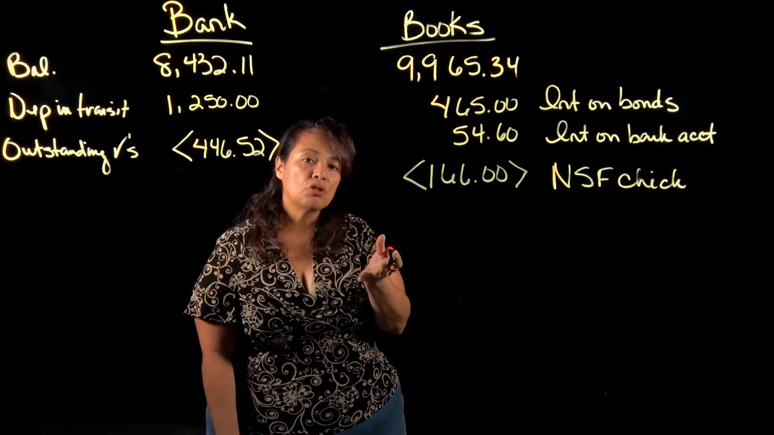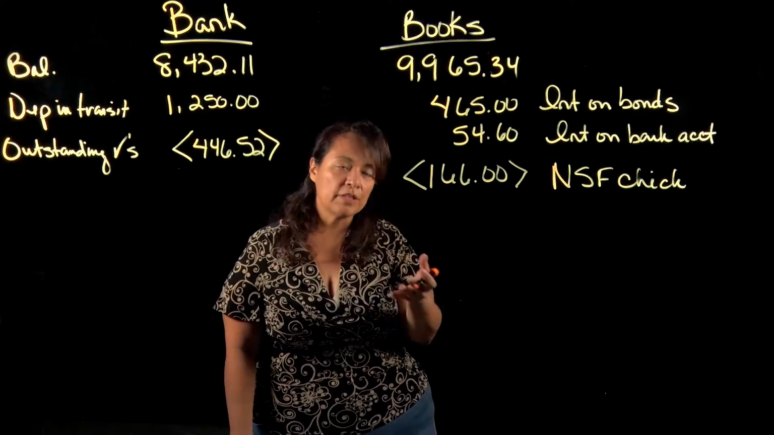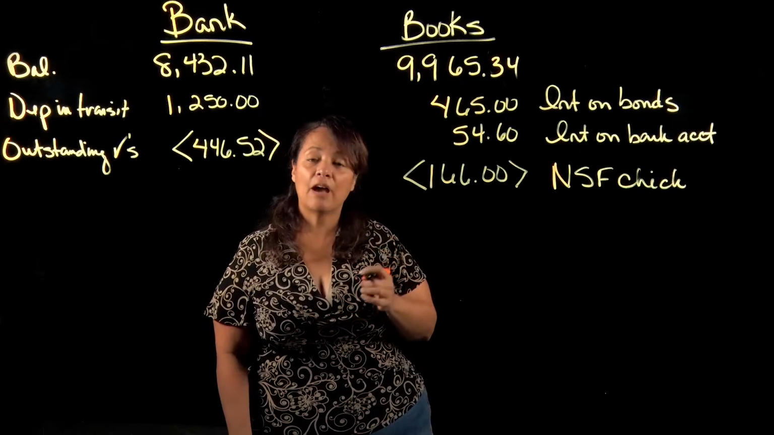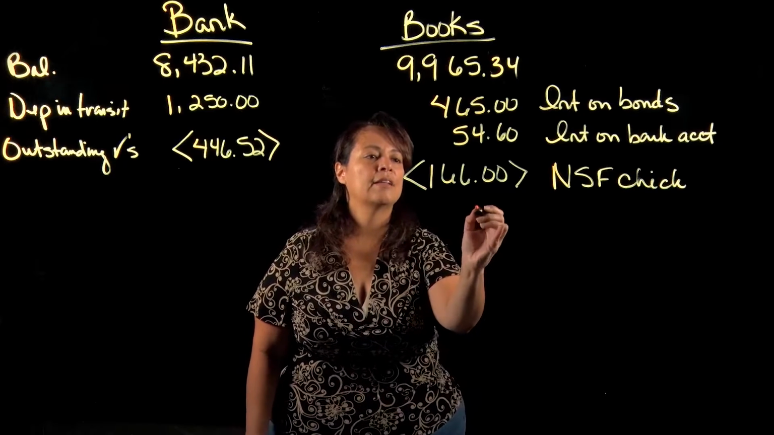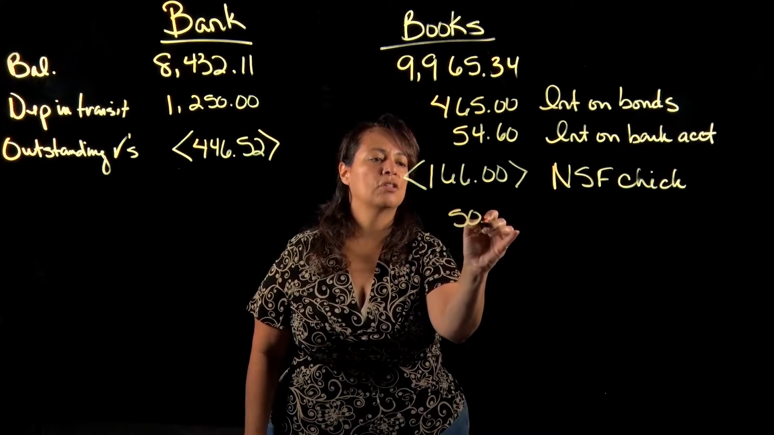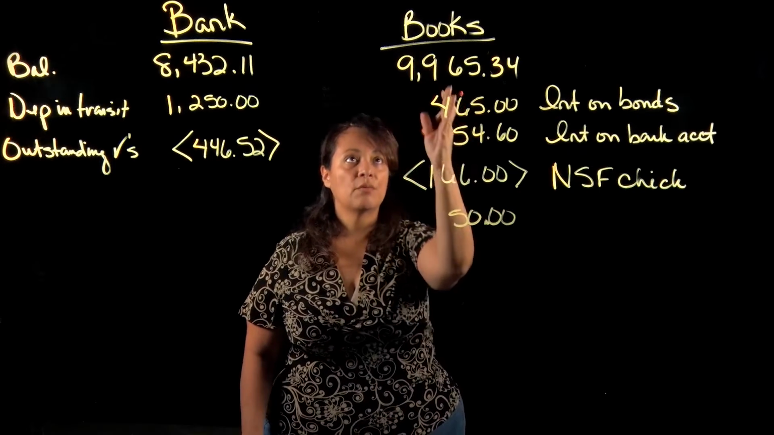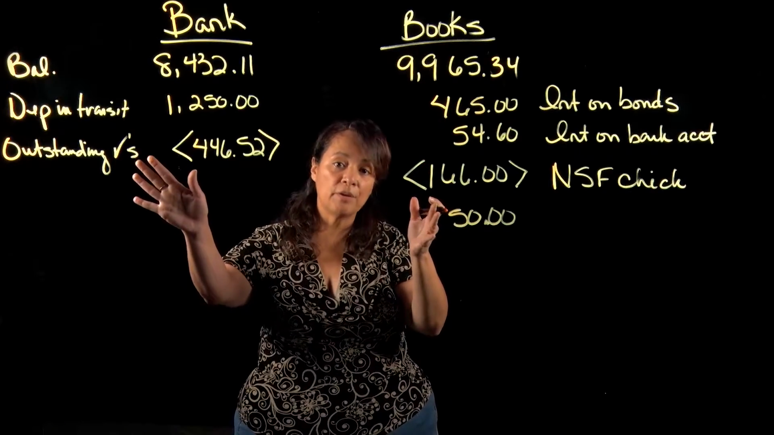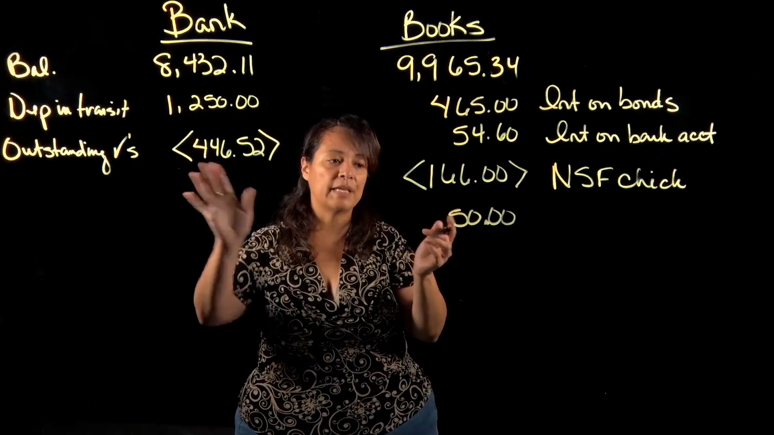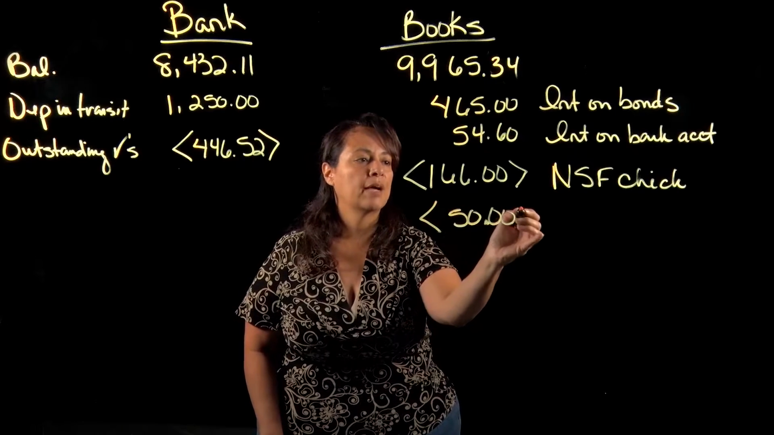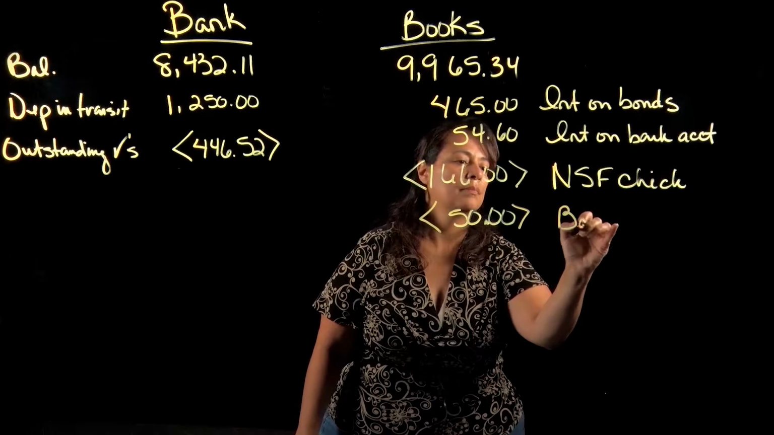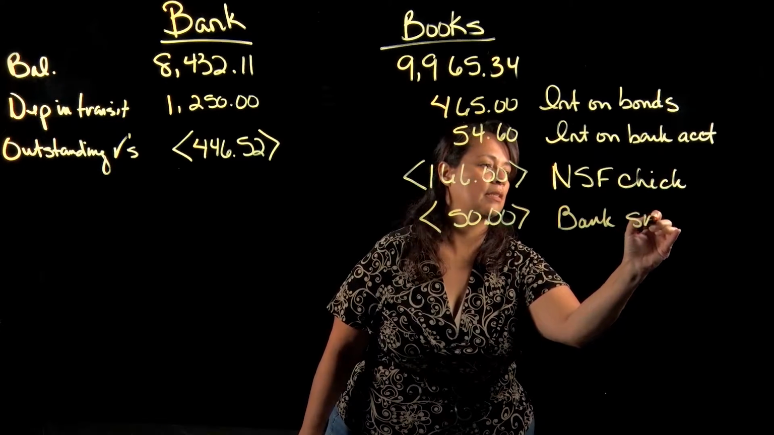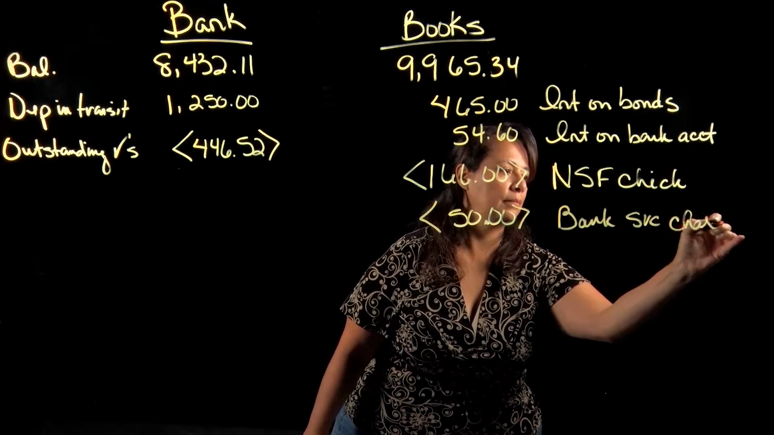The bank also charged us $50 for the privilege of having our account with them, and that we call a bank service charge, and that was $50. And we hadn't yet recorded it in our books and records. We found out about it when we got the bank statement. So we need to subtract this amount from our books and records. Bank service charge.